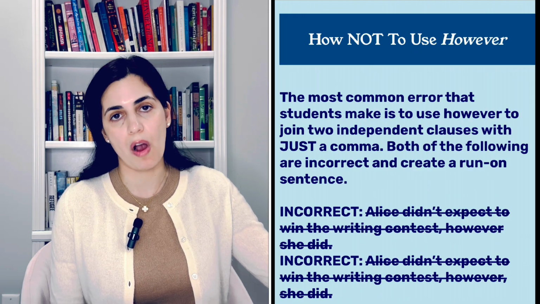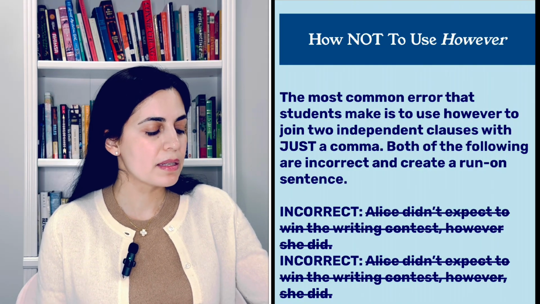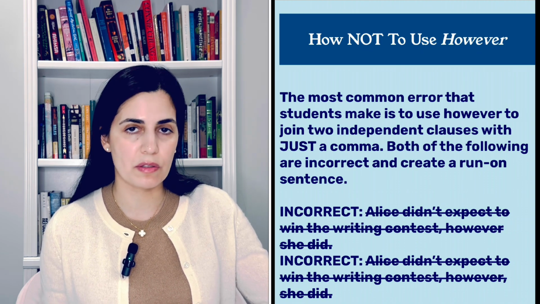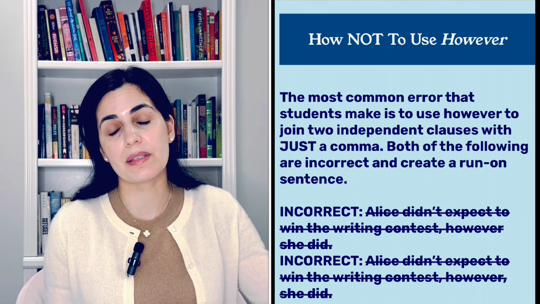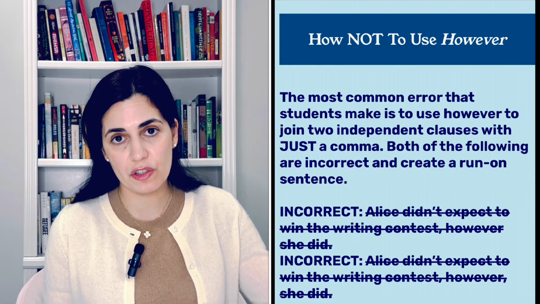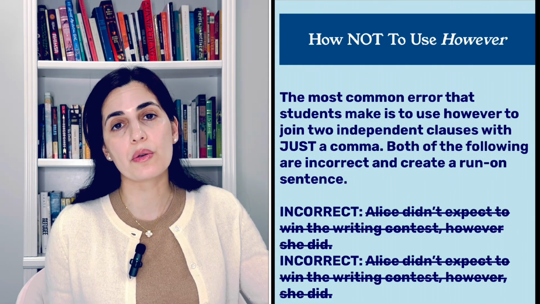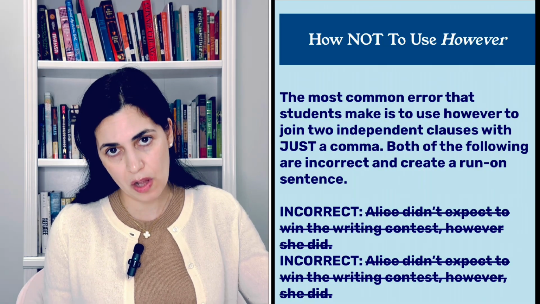They're both wrong. So why are they wrong? Alice didn't expect to win the writing contest. That's an independent clause. Let's look at the second one. She did. That's also an independent clause. I know it doesn't seem like it is because it's so short, but it is. We have a subject, she. We have a verb, did, and there are no subordinating conjunctions. Therefore, she did is an independent clause.